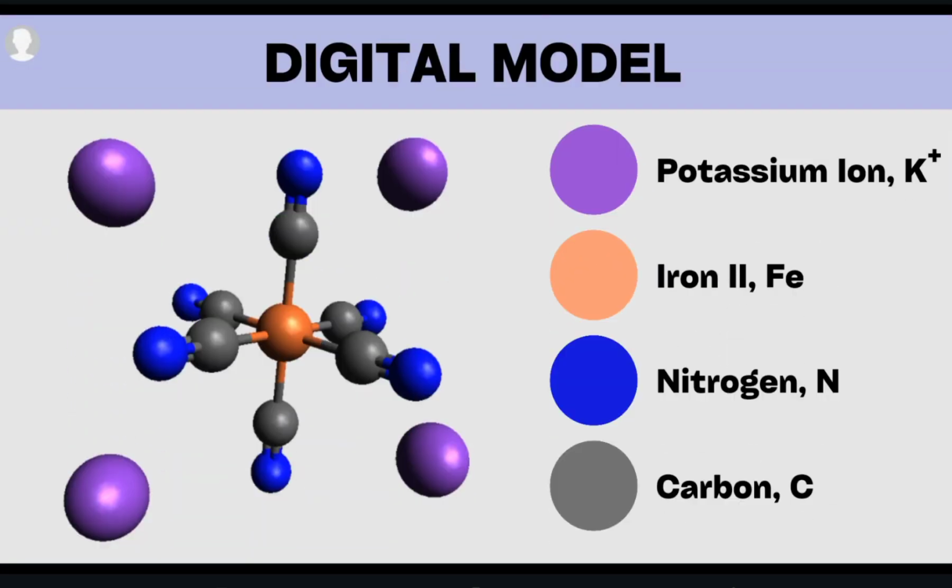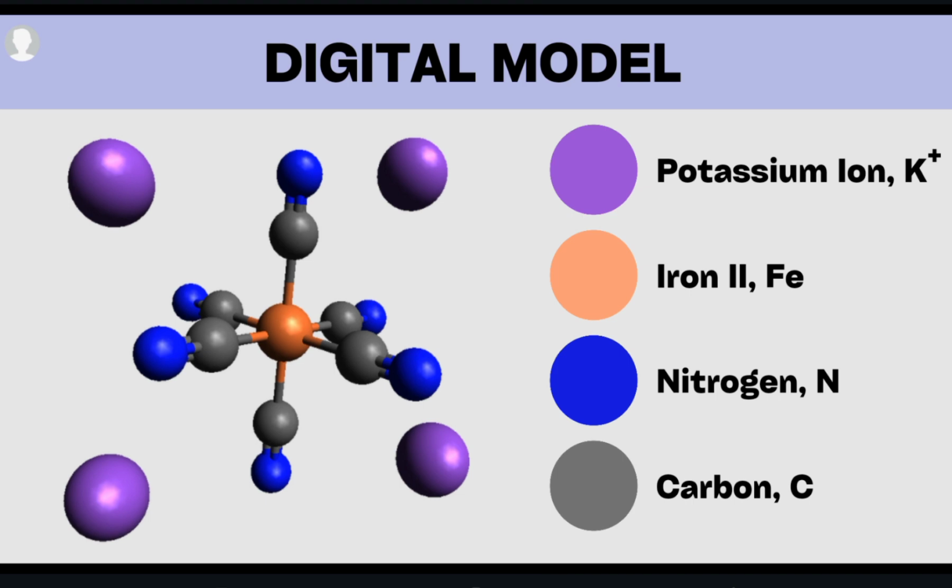This is the digital model of potassium ferrocyanide. I will showcase the arrangement of atoms and the type of chemical bonding present. This compound consists of an octahedral ferrocyanide center cross-linked with potassium ions that are bound to the cyanide ligands.